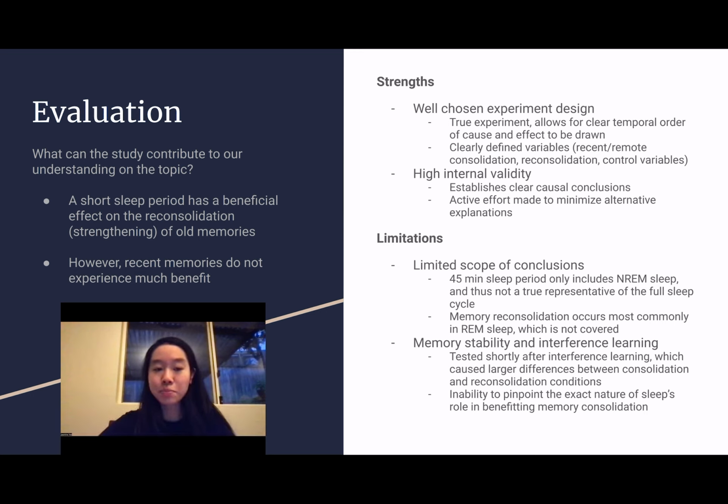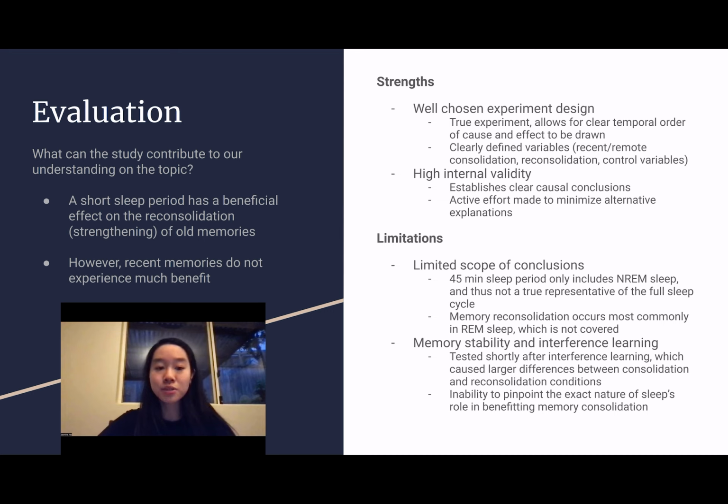This study on sleep's role in memory reconsolidation offers valuable insight into how the brain strengthens memory. One major strength lies in its experimental design, a true experiment, which allows researchers to define well-established temporal order between cause and effect. By using variables like recent versus remote memories and carefully controlling for alternative explanations, the study achieves high internal validity, which strengthens the causal conclusion it draws.